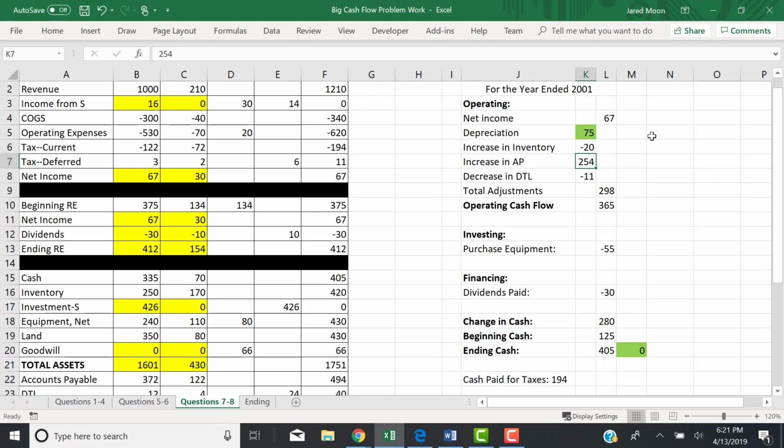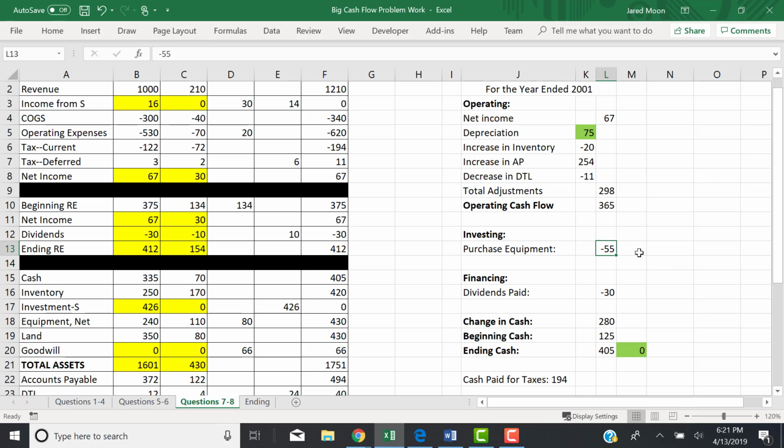Increase in AP, if our accounts payable goes up, that means that we didn't pay our suppliers, so we didn't have to pay that cash. So let's add that back in. A decrease in another liability. If our liabilities decrease, that means we paid the cash or something like it in order to decrease the liability. So when liabilities go down, cash goes down. All of those adjustments, if you add them all up, equals this amount, and this is those two added together.